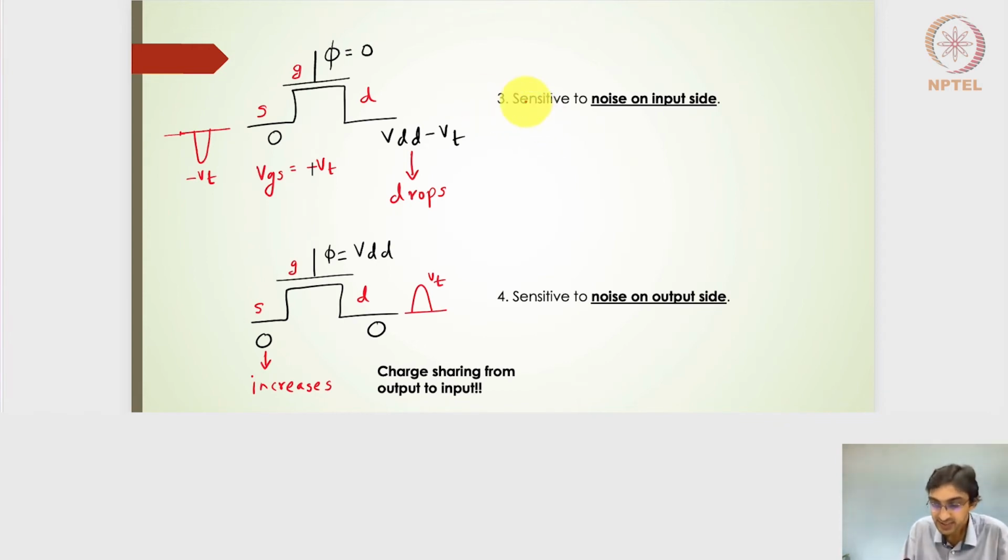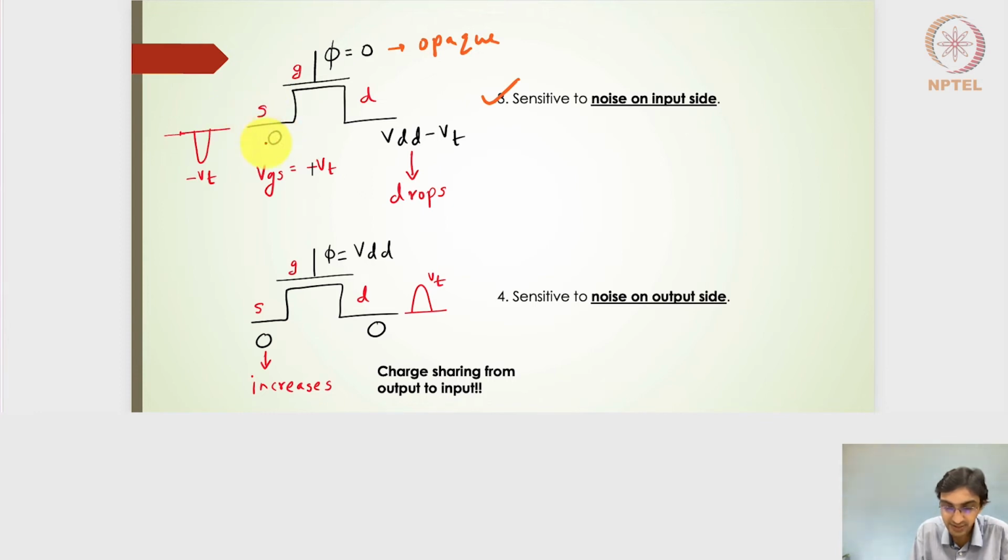The third disadvantage is that it is sensitive to the noise on the input side. What it really means is, let's say I have an NMOS transistor, and we are using this NMOS transistor for the latch design. Let's say these are the output and input states that have been reached. The output state reached is VDD minus VT, and then the clock signal has gone to the 0 level. That means the latch should be in the opaque state, right? So VDD minus VT should not change now, irrespective of the changes at the input side.